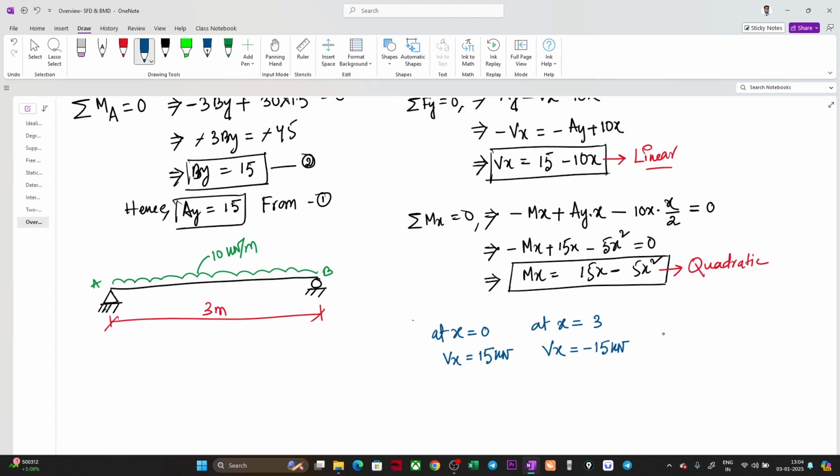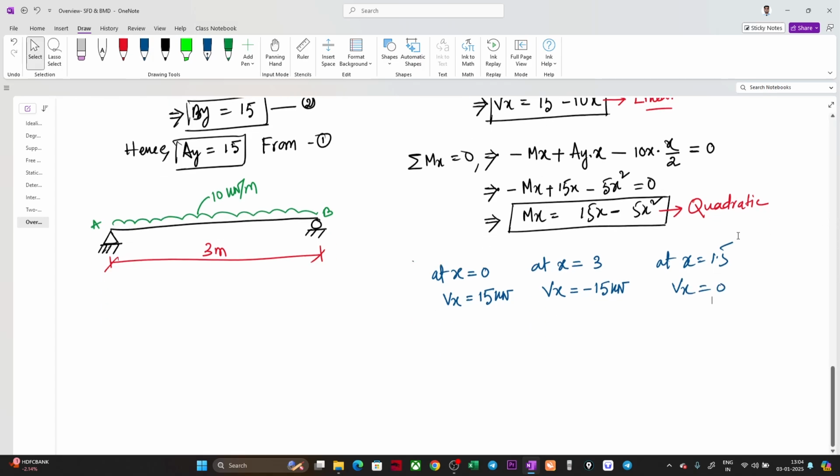Let us see what is the shear force at the mid span. We know that it should be 0, right? So if you say that at x equal to 1.5, what will be the Vx? So if you see here, 15 minus 10 into 1.5, that means it will be 15. So 15 minus 15, 0. So we can say Vx equal to 0, right?